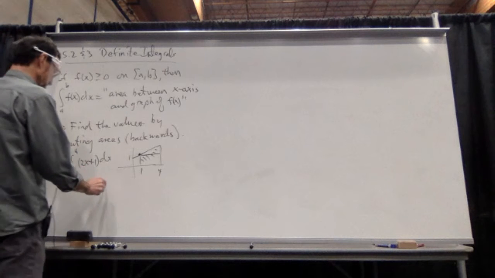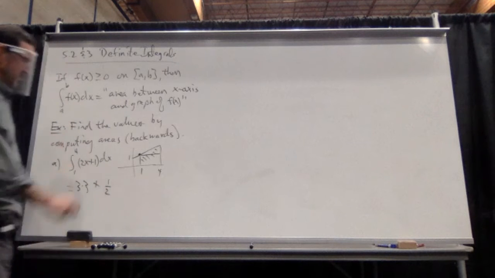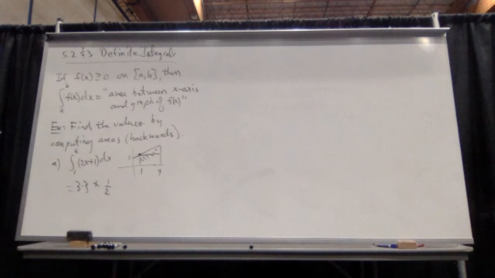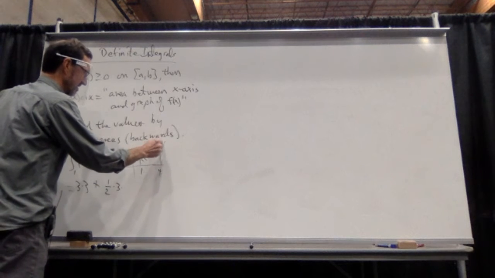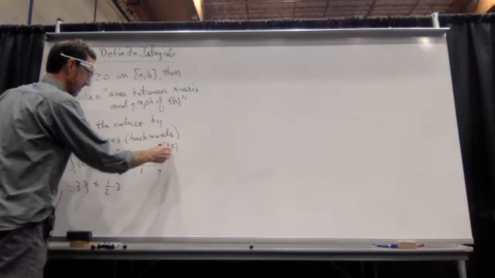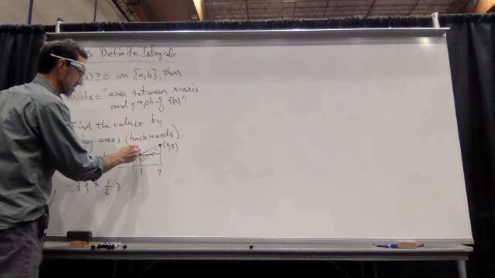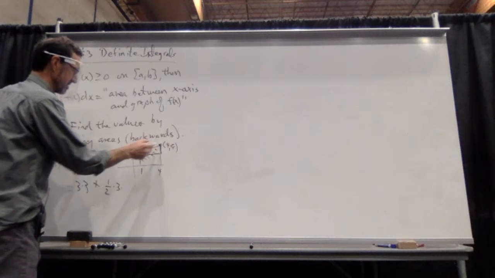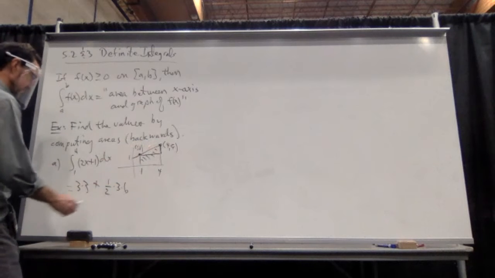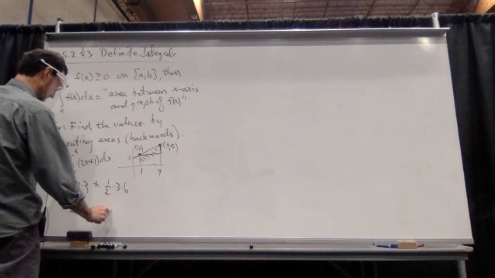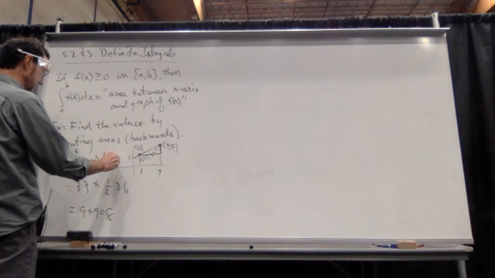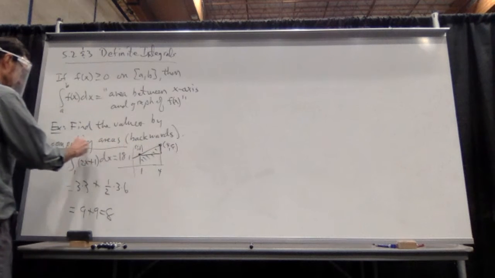So the triangle is 1/2. How long is the base? 3. How tall is it? What's the y coordinate out here? Yeah, and we said the y coordinate here was 3. So how tall is the triangle? 6. So the value of this integral is 18.